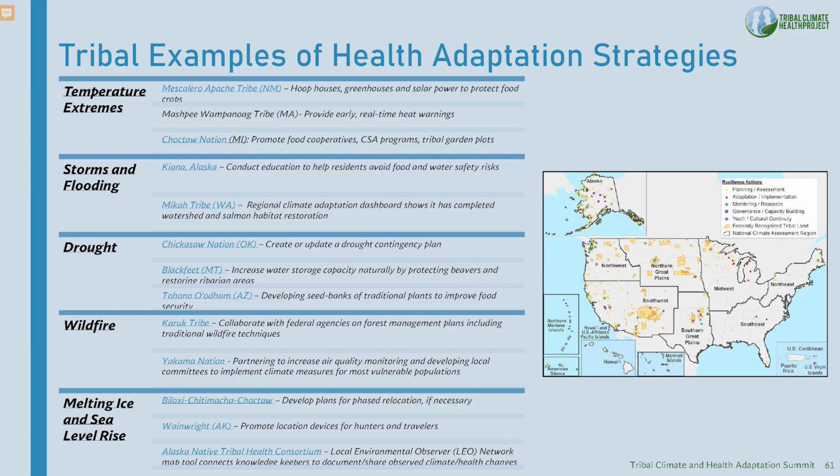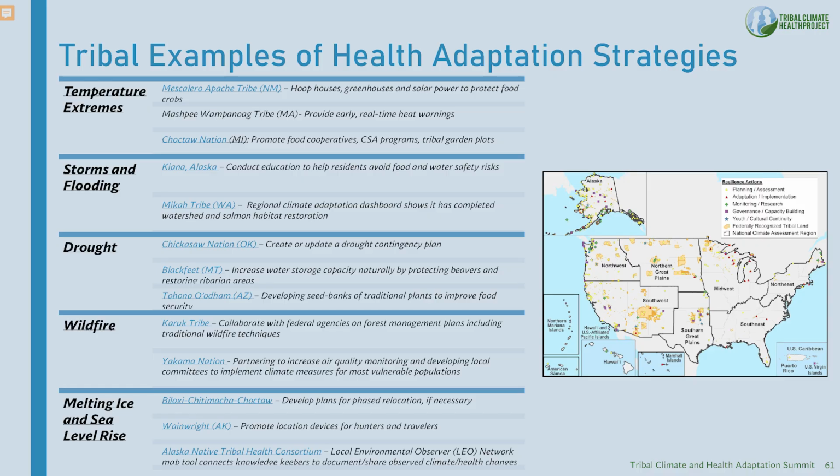Seeing some tribes doing early warning systems and alerts. We're seeing tribes promote food cooperatives or CSA programs or developing tribal gardens. For storms and flooding, we're seeing folks conduct education to help residents avoid food and water supply issues.